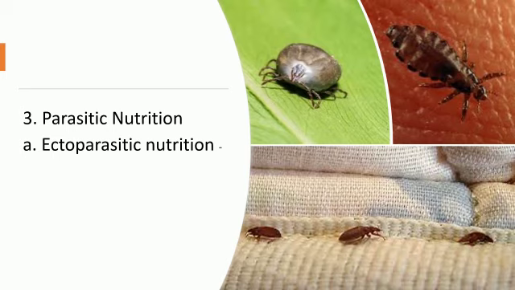There are two types of parasitic nutrition. First is ectoparasitic nutrition. Some animals live on the body surface of other animals and obtain their food by sucking their blood. This is called ectoparasitic nutrition, and such animals are called ectoparasites. For example, louse, bedbug, tick, etc.